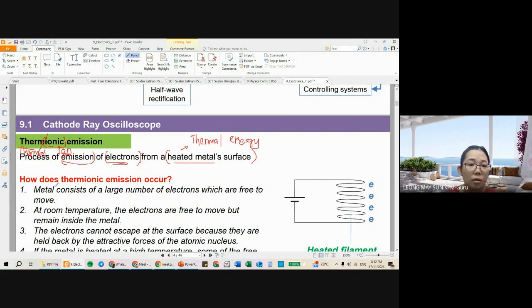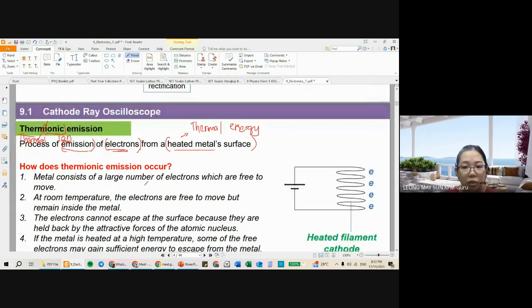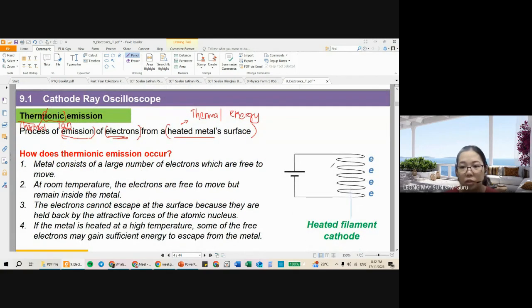So how does thermionic emission come about? It's a very simple structure like this. You just need a 6-volt power supply connected to a heated filament cathode. This heated filament cathode usually has very low resistance so that the current can pass through. It needs to be able to release electrons very, very quickly.